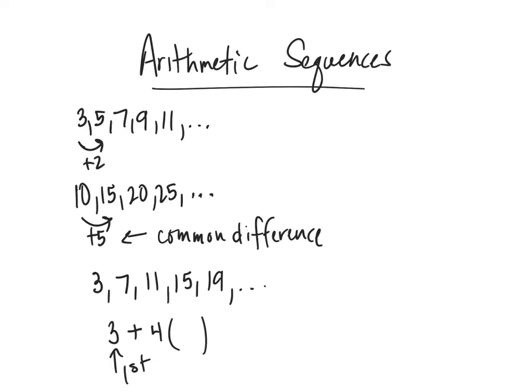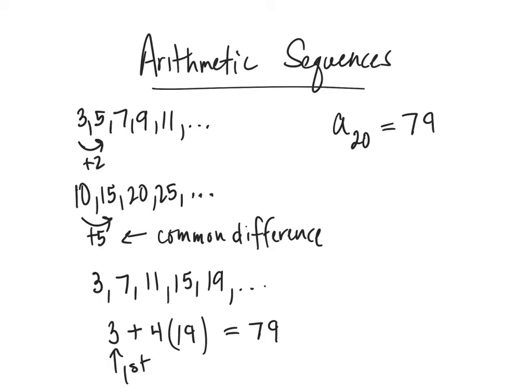So the 20th term would be starting at 3, the first term, and adding 4 19 times to get to the 20th term. So 4 times 19 is 76, plus 3 is 79. Another way we could say that is that the 20th term, written as a sub 20, is 79.